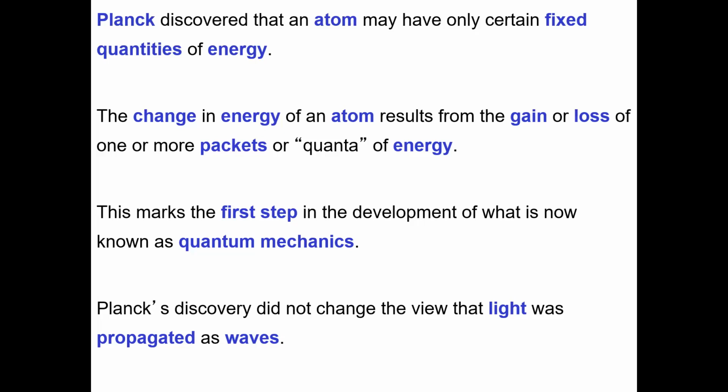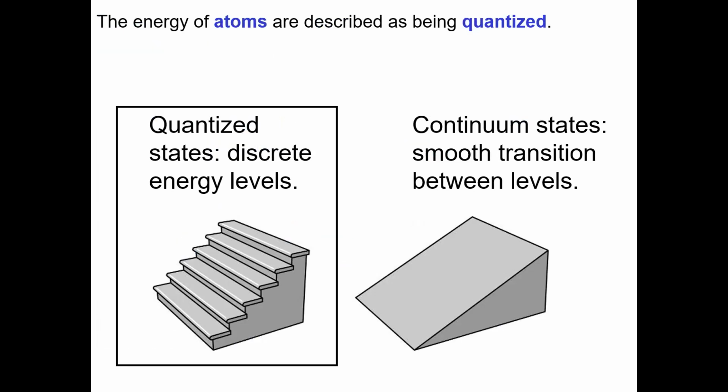So this is the very first baby step in the development of what we now call quantum mechanics. We still think of light as being a wave, but what we've discovered is that atoms have to have certain specific values for their energy. No one knows why. That's just how it has to be. So, what we say now is that the energy of atoms is quantized. There are only certain specific values allowed for the energy of an atom.